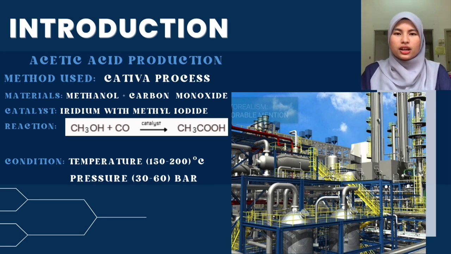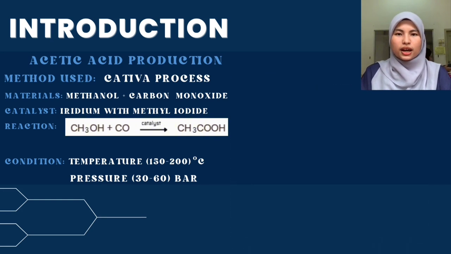The reaction for the acetic acid is methanol reacting with carbon monoxide. With the presence of iridium with methyl iodide, acetic acid will be produced. The conditions for the acetic acid production are a temperature of 150 until 200 degrees Celsius, and a pressure of 30 bar until 60 bar.